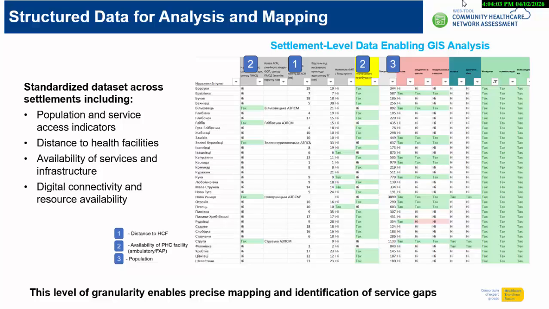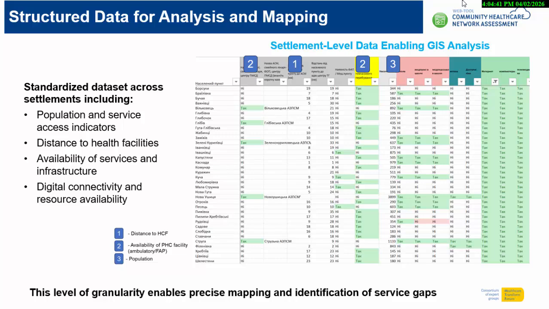This is just to demonstrate a small portion of the data that we have, because we have the same representation of data for vulnerable populations, the division by vulnerable groups, by age groups, etc. And this level of granularity is critical. It allows us to move from general assumptions to precise location-based decisions. Based on this data set, we can visualize inequalities and service gaps across territories.